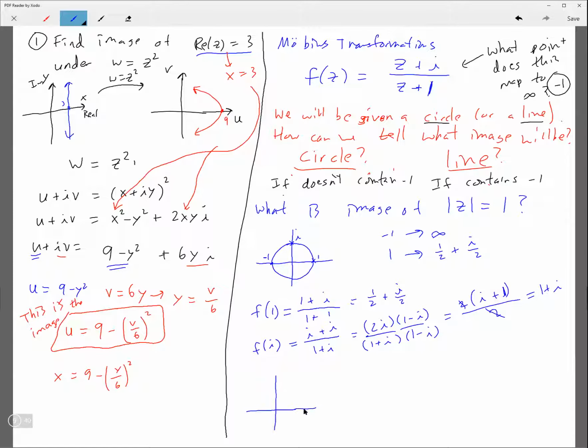If that's 1, and that's i, then this i point, which let me label with the red X, is going to go to there, right? And we know that this point, f of 1, is 1/2 plus i over 2. That's going to go to here. Okay, so what's the line that goes through those two points?